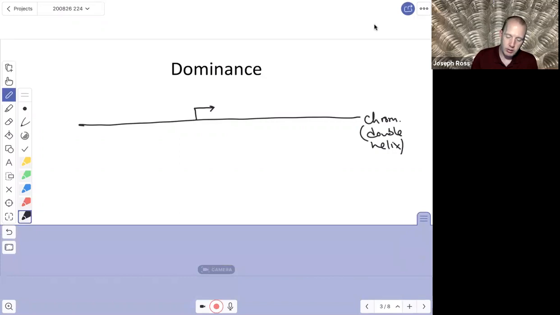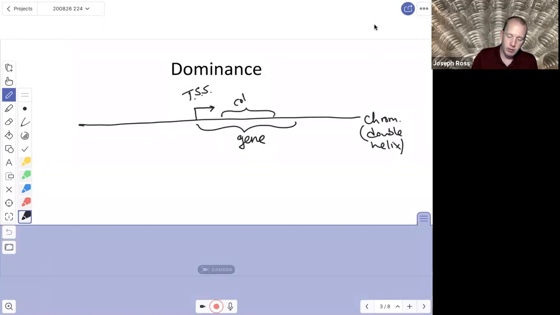And that region, let's say, is the position of a gene on that chromosome. And the arrow typically indicates the transcription start site. That's the spot where RNA polymerase starts reading the DNA molecule and producing an RNA transcript, the first step in the central dogma.